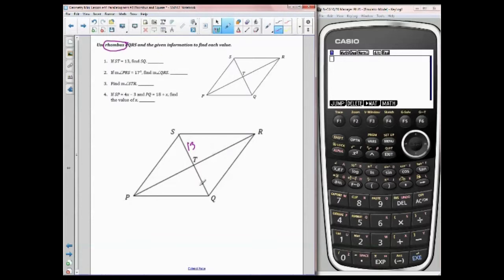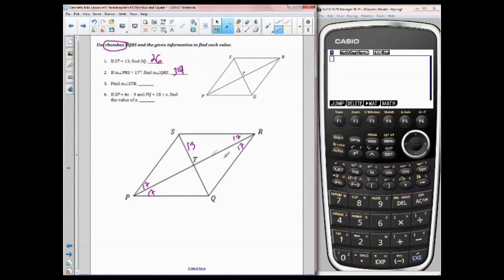So SQ is going to be the whole thing. That's going to be 26. So boom, 26. PRS is 17. Here's PRS. So this is 17 right here. Guess what? This is going to have to be 17 also. Over here is going to be 17. Opposite angles are congruent from parallelogram. So if this is 34, this has to be 34. And since they bisect, they're both 17. So QRS is going to be 34. Okay? That's a 4. Promise, promise.